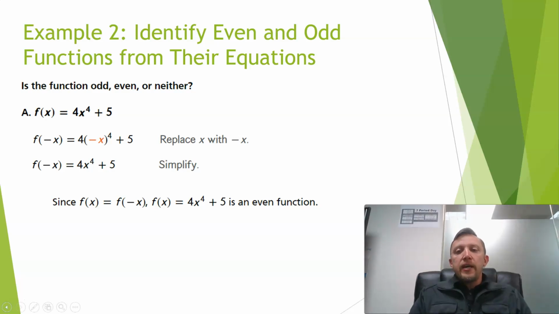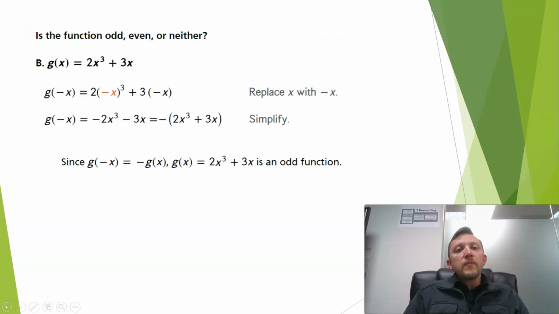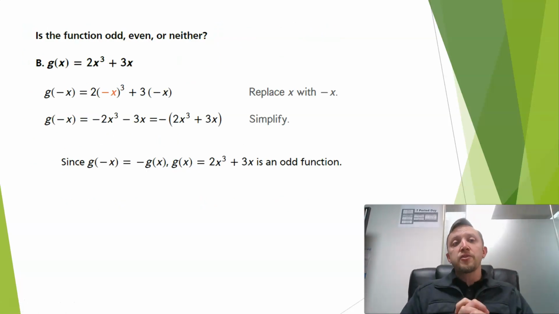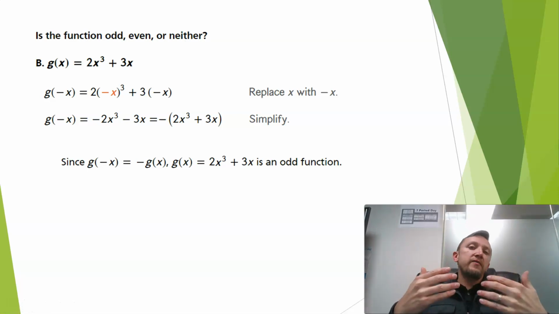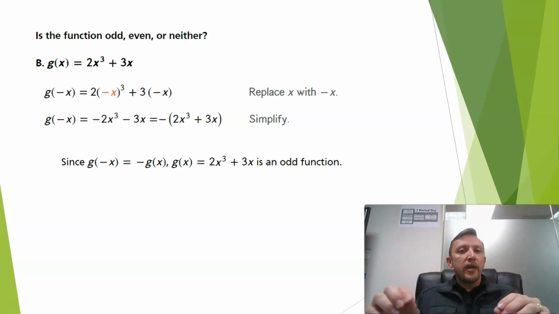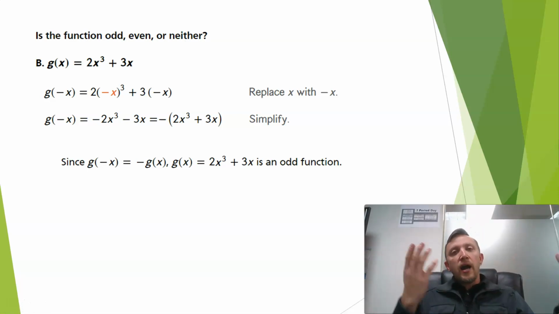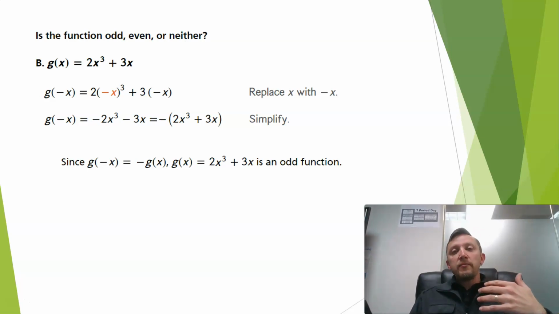So let's look at the next one. So again, here we have 2x cubed plus 3x. So we want to put negative x in there and see what happens, even though you think you know that, oh, it's an odd degree and my answer is probably going to be odd. That only happens most of the time, but not all the time. So you cannot use that trick.